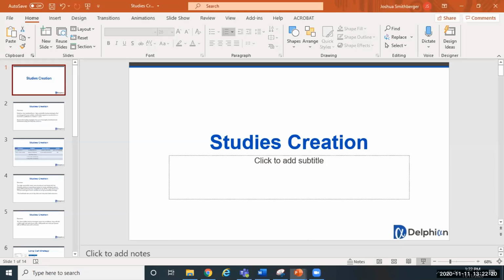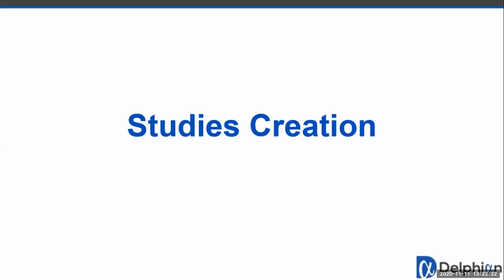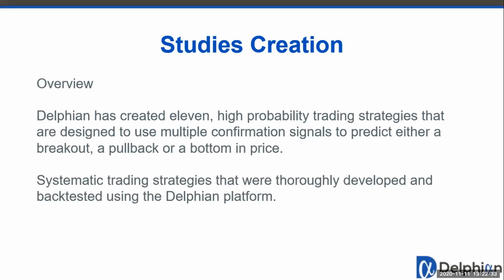Okay, so we had an idea back in 2017. We had this powerful tool, Delphian, where we can backtest different strategies with pretty much unlimited potential to overlay different types of signals, from Keltner channels to Bollinger Bands, DMI, almost everything you can think of.